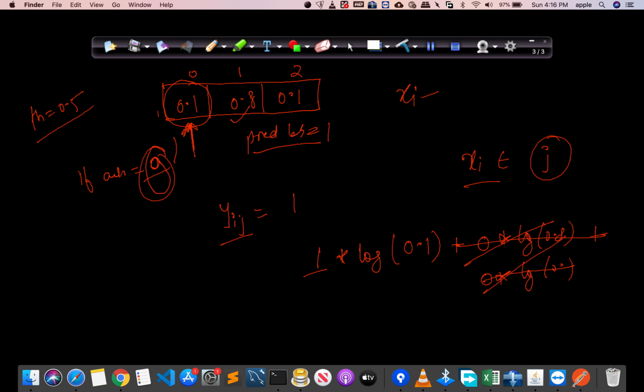So this is 1 into log 0.1, and we have a minus sign, and we know that the formula is minus 1 upon n, summation of i equals 1 to n and summation of j equals 1 to c, with a minus in front, of yij into log pij. Okay, so yij is 1 only for the cell which belongs to that particular class. Suppose our actual label is 0, then this cell will have yij equal to 1. So this is 1 and we have a minus sign here, so minus 1 multiplied by log 0.1, which is minus 1. Minus 1 into minus 1 is 1.